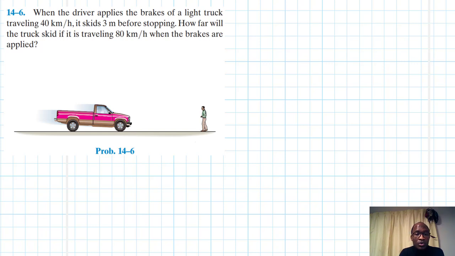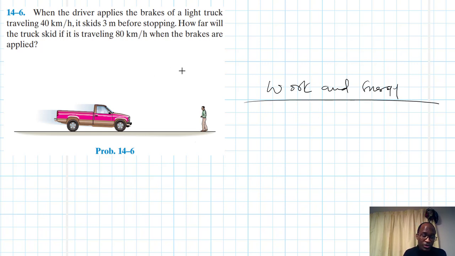We are going to use the principle of work and energy to solve this particular problem. You can solve it using other methods, but for this chapter 14, we are going to use this particular principle. In this principle, we are saying the initial kinetic energy plus the total work done from point 1 to point 2 is equal to the final kinetic energy.